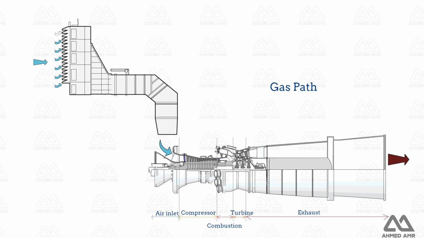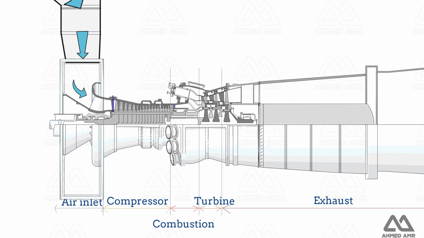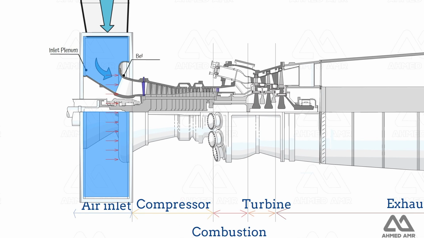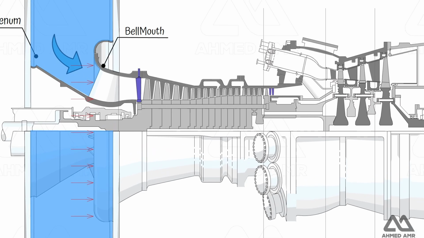It passes through several filters at the air inlet, moves through the inlet duct until it reaches the inlet plenum. The function of the inlet plenum is to calm the airflow, remove any swirl, and ensure uniform air distribution around the entire compressor circumference. Air enters the compressor through the bell mouth. It's named that way because of its bell-shaped conical design, which helps minimize inlet losses.